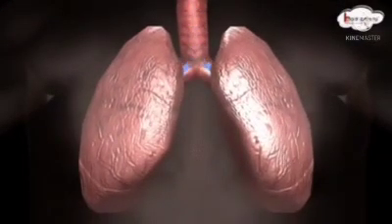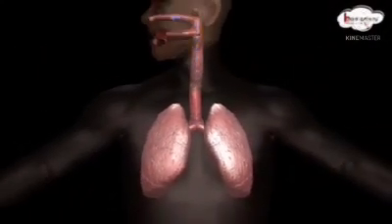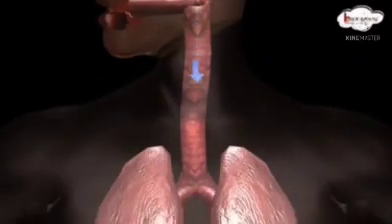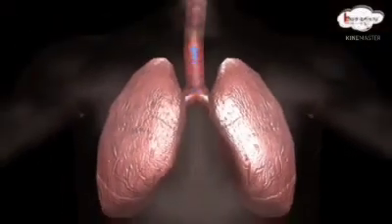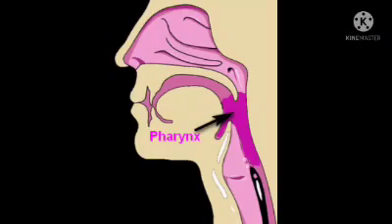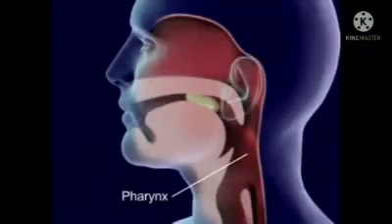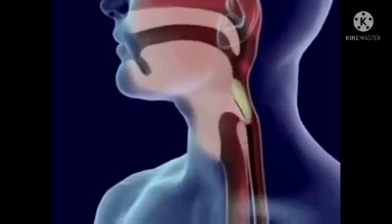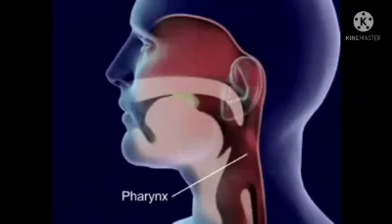In the nostrils, the inhaled air is moistened by a slimy substance called mucus. This air is then passed from the nostrils into the nasal cavity. Next, pharynx. The air from the nasal cavity reaches the pharynx. The pharynx is a funnel of muscles that extends from the respiratory openings to the esophagus and larynx.